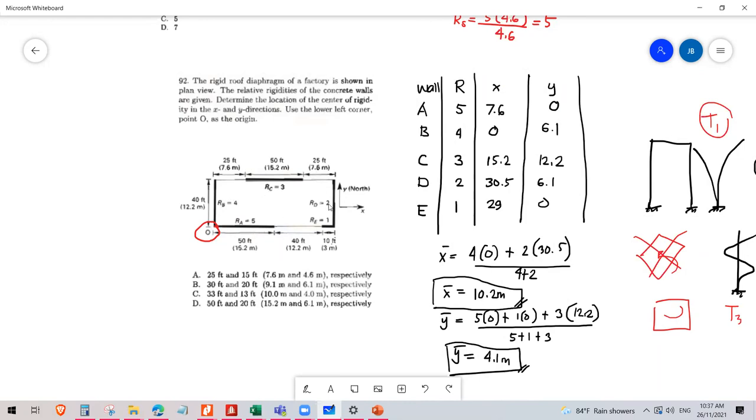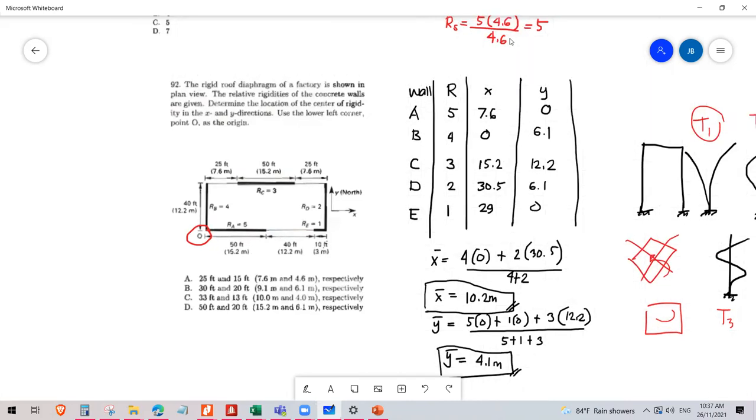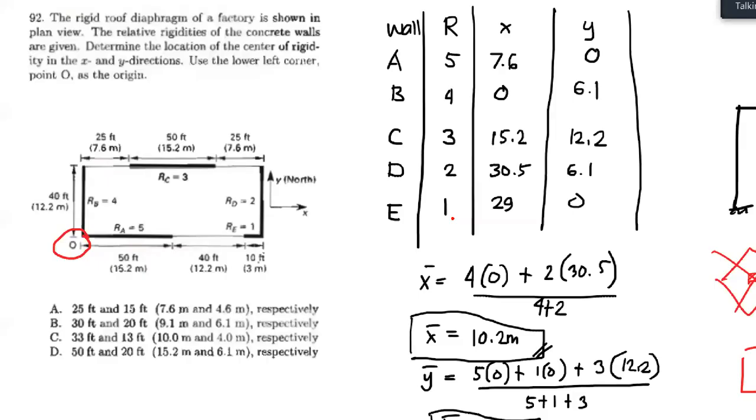So makita nyo, iba yung distribution ng rigidity. So 3, 5, 2, 4, 1. So latag mo lang yung mga rigidity per wall. A, B, C, D, E. Rigidity ng A is 5. Rigidity ng B, 4. C is 3. D is 2. E is 1. Then, ano yung X ni A? Okay. Ano natin dito? 7.6. Kasi 15.2 divide 2 is 7.6.